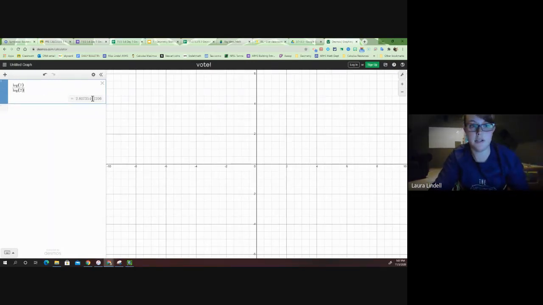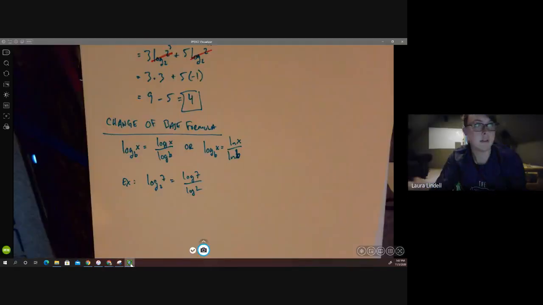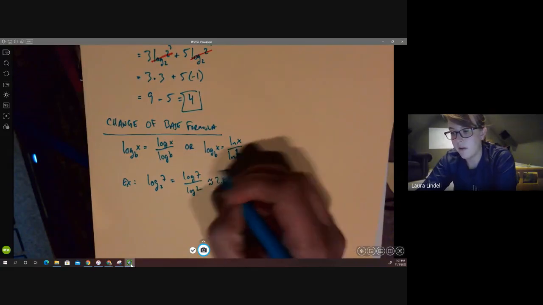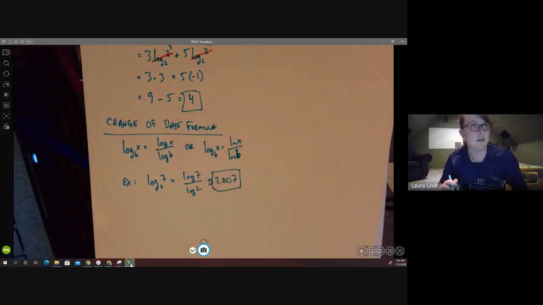And you would get this long decimal because log base 2 of 7 is not a nice, easy number. It's like 2.807, bunch of stuff. And that would be your answer. Or you could do natural log of 7 over natural log of 2.